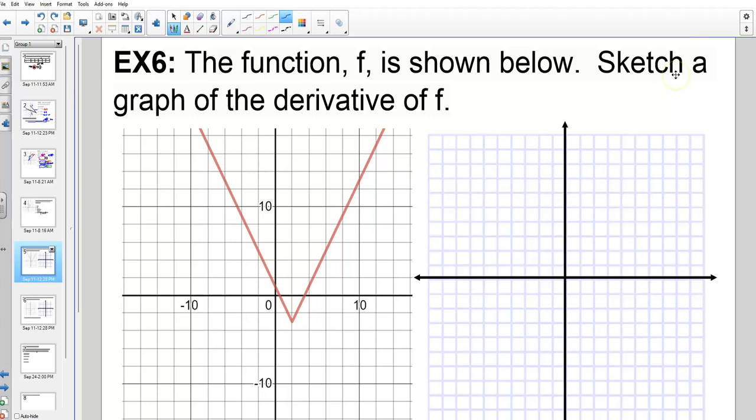Here I have a function f. I need to graph the derivative of f. So this is f of x right here, and I want to graph over here f prime of x. What is f prime? What does it tell us about f? F prime tells you the slope of the tangent line.